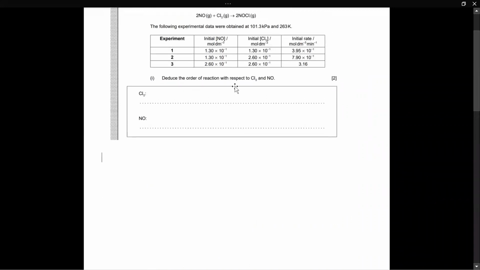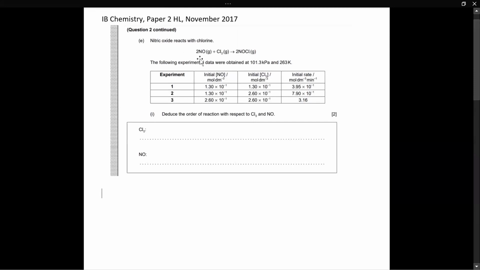So basically, what is the order of reaction? This is how I like to think of it. The order of reaction is nothing but us determining how changing the concentration of something in a reaction affects the rate of the reaction. So let's take a look at this equation over here.